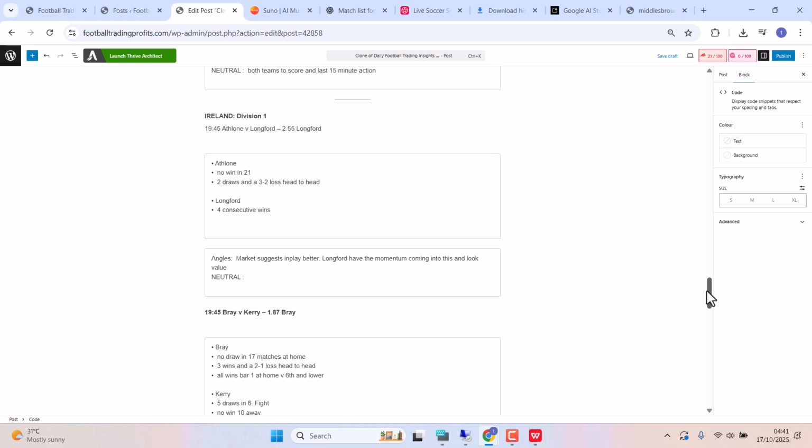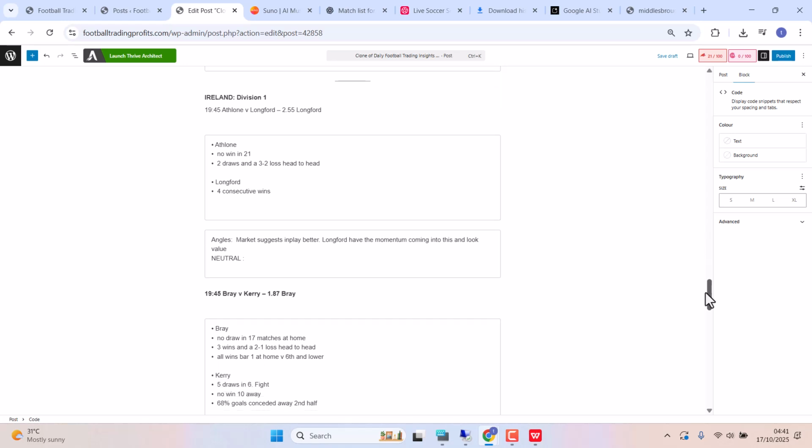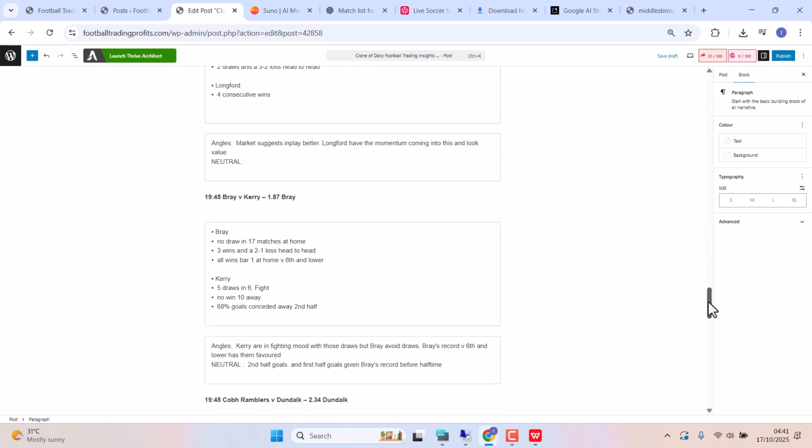In the Irish First Division, Athlone against Longford. No win in 21. Should that automatically pick Longford with 4 consecutive wins? But then I ask myself, why is it 2.55 for Longford? That looks extremely good value, but does it hide a story?